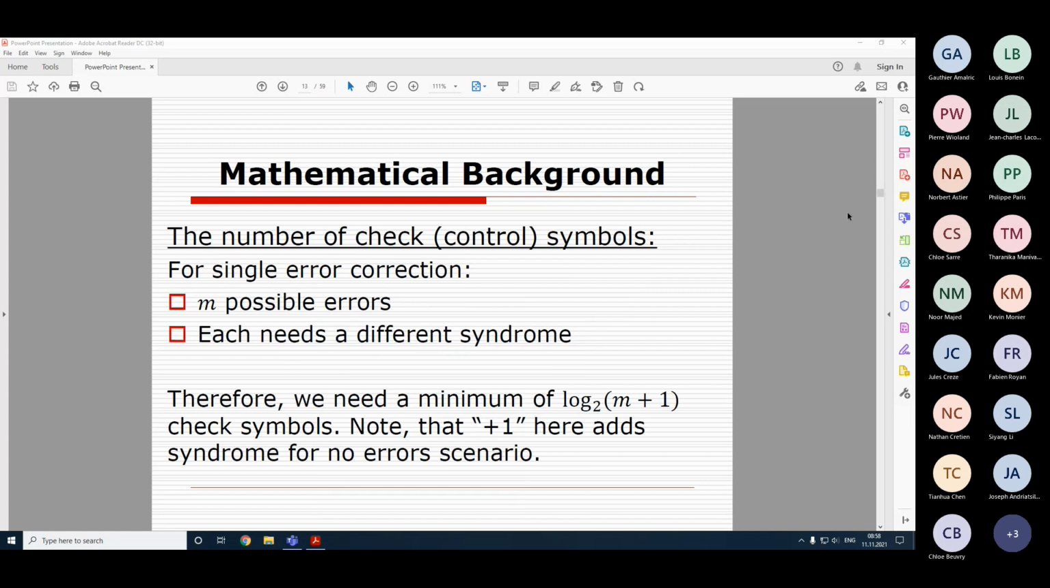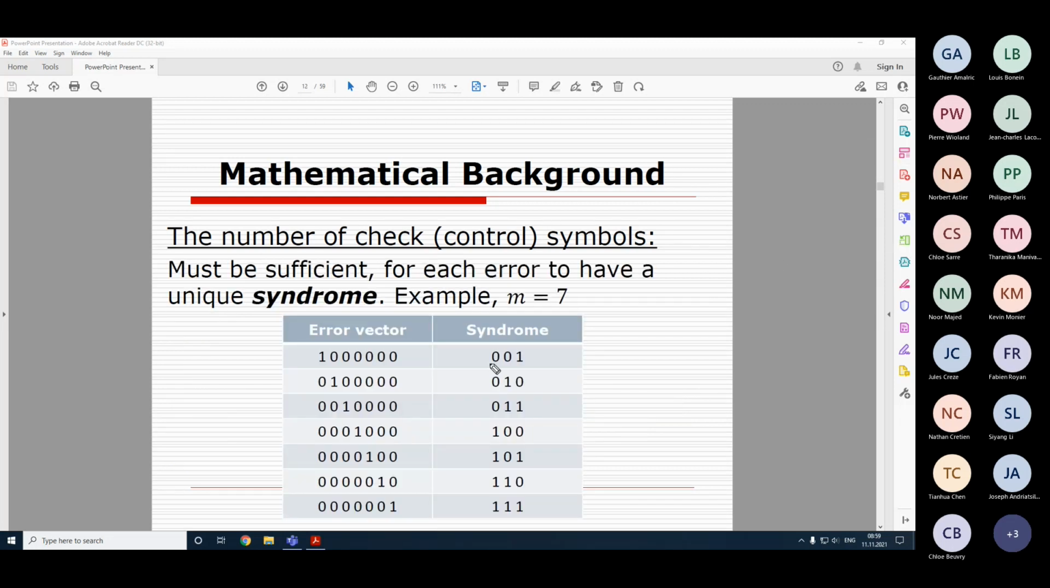So, as I said, each error vector needs a different, a unique syndrome. So therefore, it's possible to specify the minimum number of check symbols as a formula. Yes. Why do we add here +1? It would be completely understandable if we just take our m, which is here, and calculate log 2 of m. However, you need to understand that there is a situation when we do not have any errors, and we need a unique syndrome for that too.